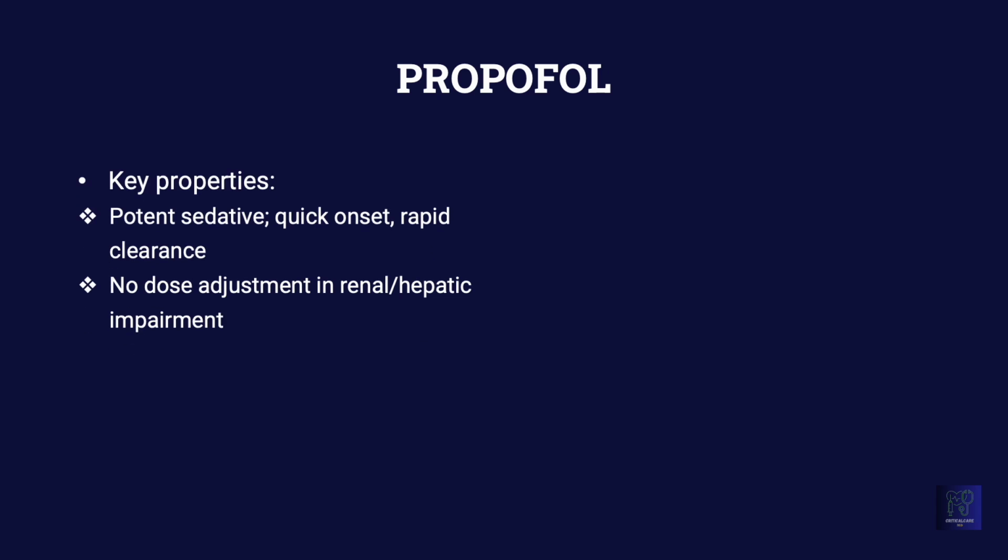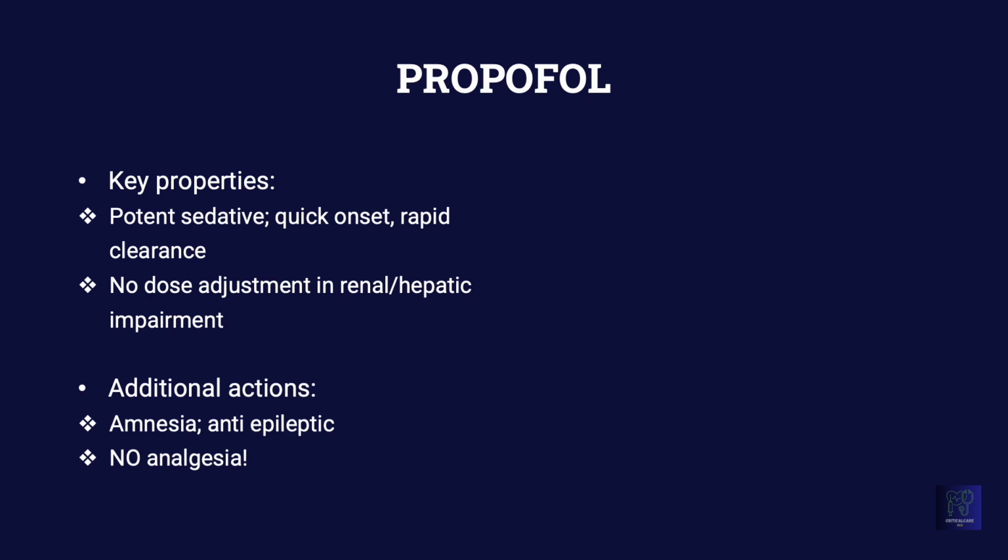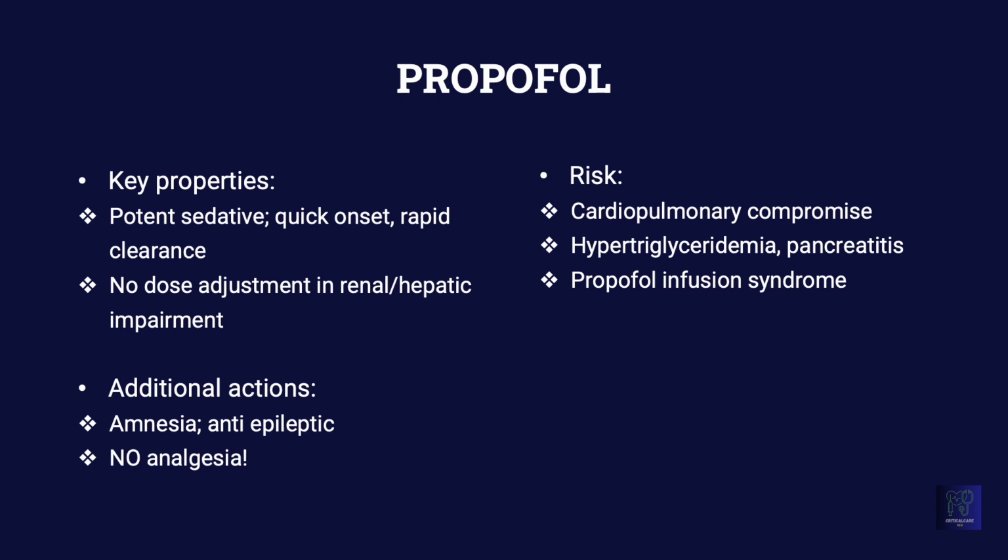Key properties of propofol include that it is a very potent sedative, has a quick onset of action, and is rapidly cleared. No dosage adjustments are needed in hepatic and renal impairment. Additional actions of propofol include amnesia and anticonvulsant properties. Keep in mind that it does not provide analgesia. Main risks of propofol use are cardiopulmonary compromise, meaning hypotension, bradycardia, and suppression of the respiratory drive. Hypertriglyceridemia and pancreatitis are also reported. Finally, propofol infusion syndrome, which we will discuss in a later slide.